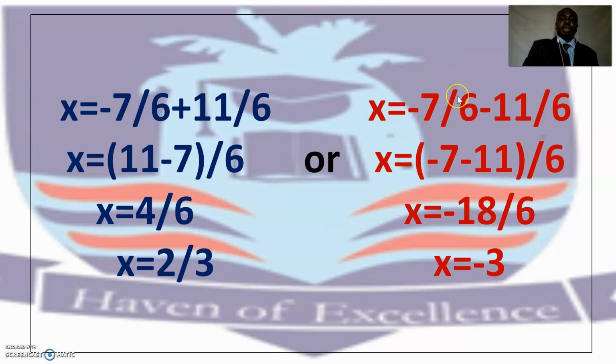And on the other hand, we have minus 7 over 6 minus 11 over 6. Having the same denominator, we do the same thing. We just solve the numerators. Minus 7 minus 11 gives us minus 18. Minus 18 over 6 gives us minus 3. So the roots of this equation are x equal to 2 over 3 or x equal to minus 3.